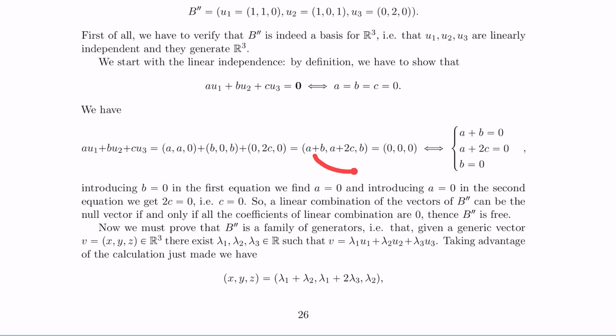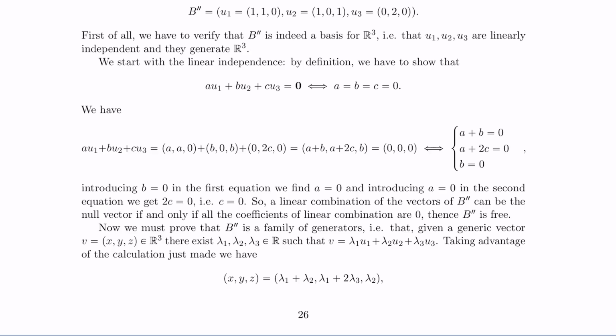That means that we have to impose that a plus b equals 0, a plus 2c equals 0, and b equals 0. It is immediate to see that if we introduce the fact that b equals 0 in the first equation, we find a equals 0. And if we introduce the fact that a equals 0 in the second equation, we find that 2c equals 0, which means that also c equals 0. So, at the end, a, b, and c are all 0. That means that u1, u2, and u3 are linearly independent.